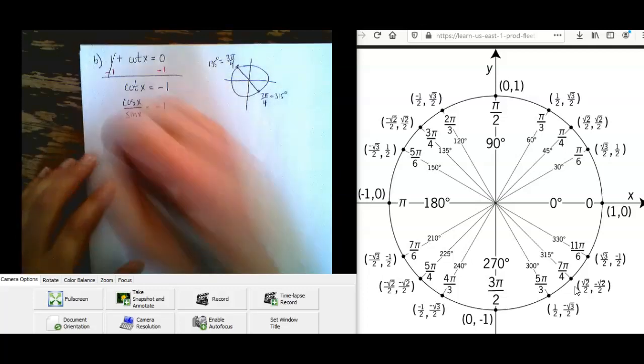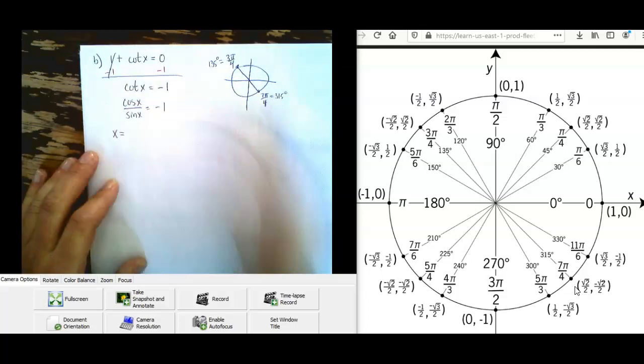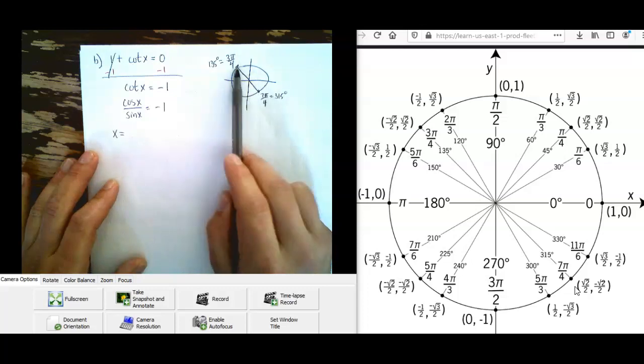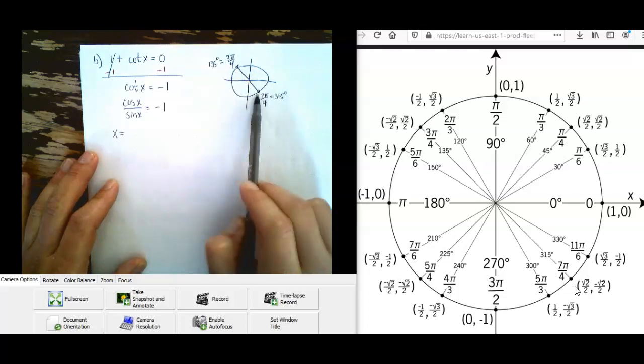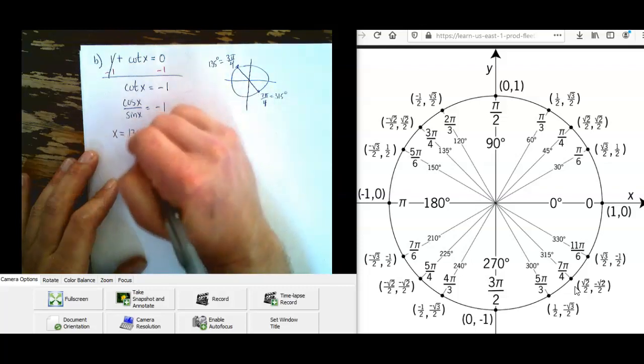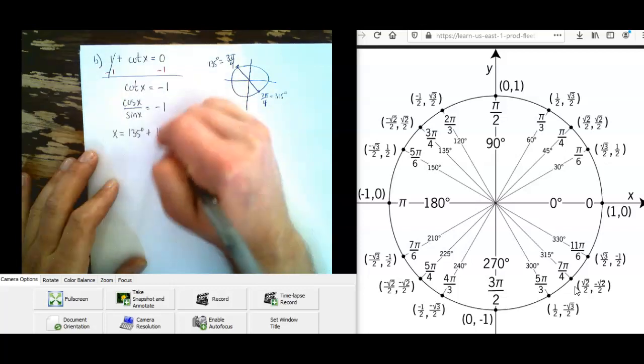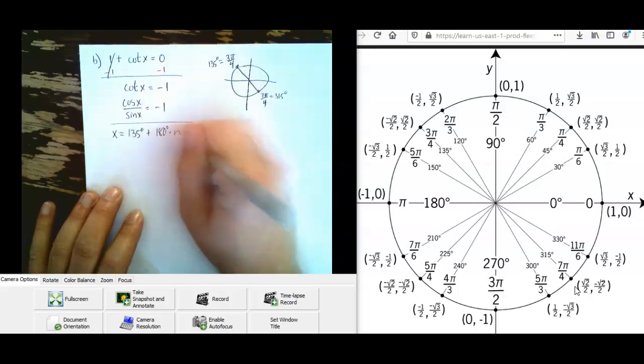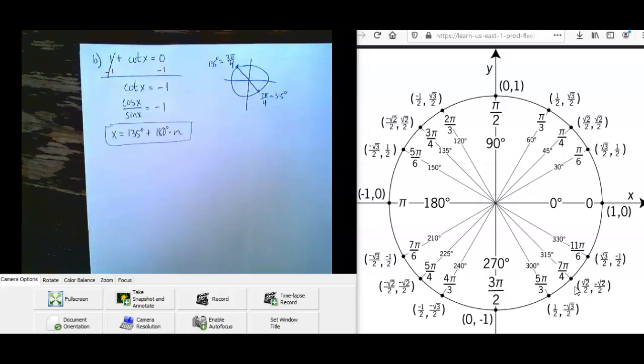So our solution would be, here you can notice that we don't have to go around 2 pi to get to the next solution, but simply pi, right? Or 180 degrees. So we can say 135 degrees plus 180 degrees times n. And this accounts for all the solutions.